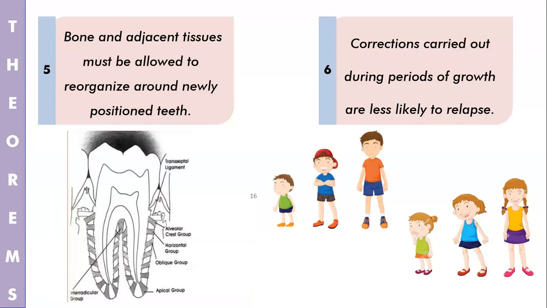That is one. And then you have corrections that are carried out during periods of growth are less likely to relapse. Why do you think so? And where is growth? Corrections carried out during growth, more important?